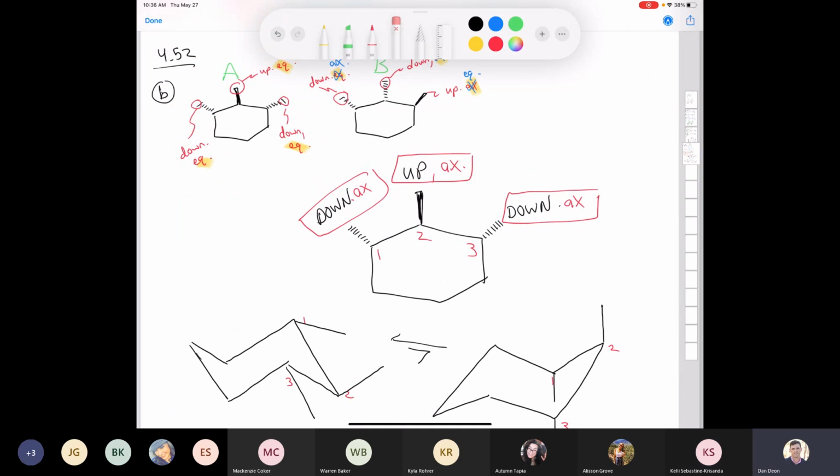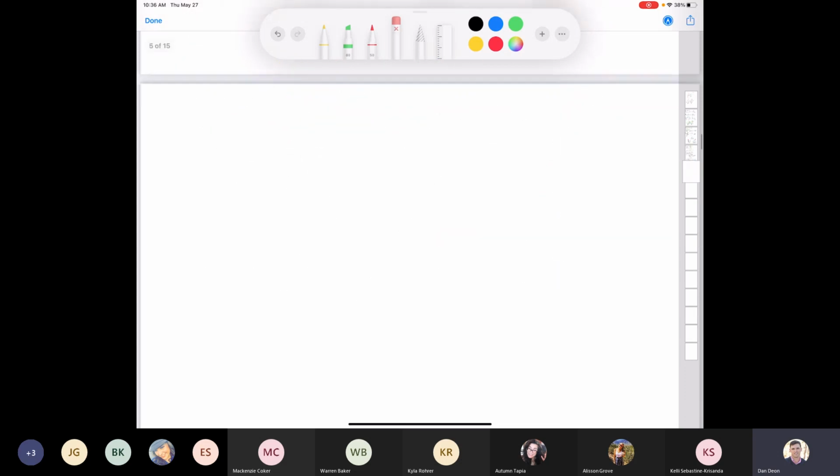Let's try another one. C. So C is in the same vein, staying with the same question. This is 4.52 C. Here we've got two methyl groups pointing up like this. And then we've got this one here where we've got a methyl group going down, and another one pointing up like that.